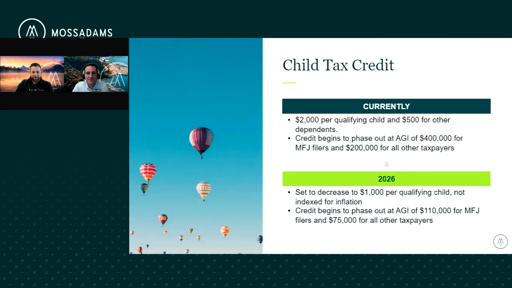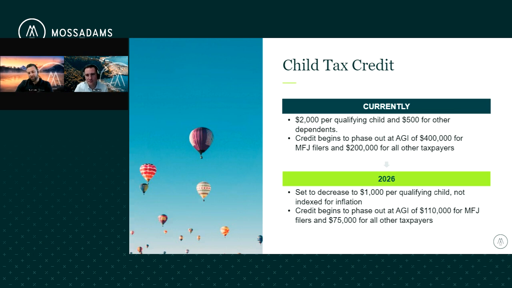Touch on the child tax credit here shortly. So currently you get $2,000 per kid, and the AGI phase out is $400,000. So a lot of people are taking advantage of the child tax credit. That's set to decrease and also apply to fewer and fewer people. So the credit's going to go from 2,000 down to 1,000, and the AGI phase out is going to be at 110,000. So pretty easy to get there these days.